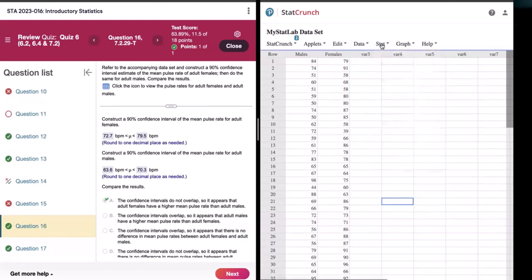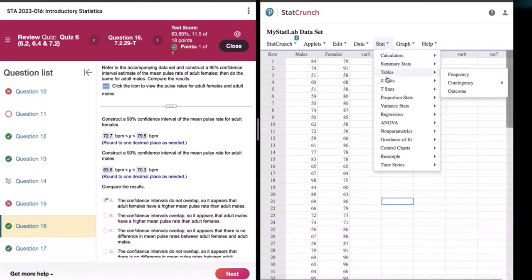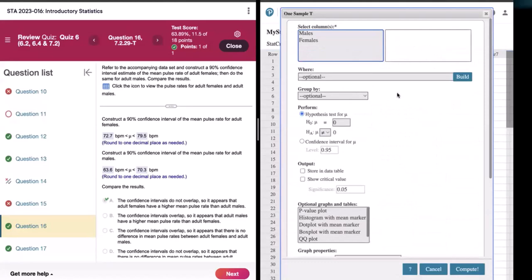I'm looking at my options, and if it's just a calculator, I look through them, notice I have a normal calculator and a T calculator. Neither one is what I need because that's just going to tell me either the probability, the Z score, or the T score, right? So that's not of any help. Then it's not summary stats. It's T stats, and we have two samples. We're just doing one at a time, and we have data. So that's how I knew which one to go to. And then here's my confidence interval.